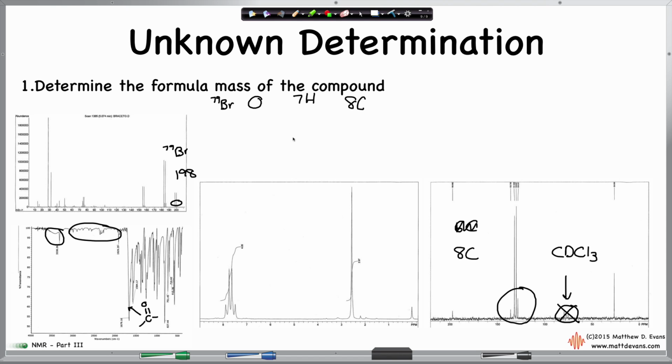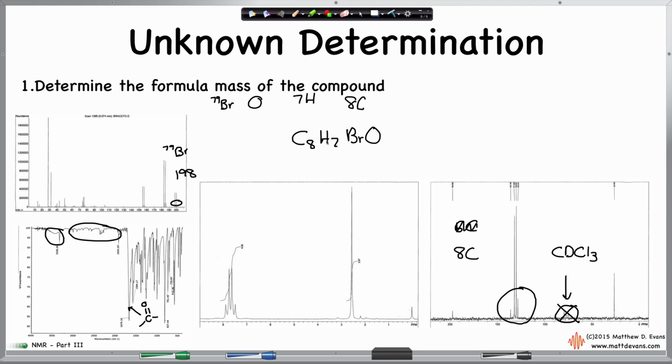I'm pretty confident now that the chemical formula is C8H7BrO. You can double check that. I do have a calculator, so I better check this. I was about to say I can't do this, but I can.